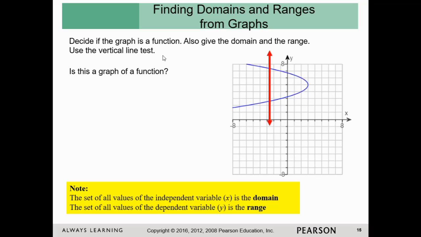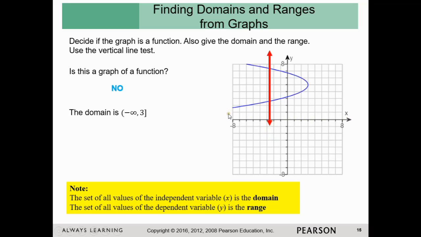We administer the vertical line test here. And notice that the vertical line intersects the graph more than once. So that means it is not a function. It fails the vertical line test. Then it wants us to give the domain and the range. So remember, the domain, as it says down here, the domain is all values of the independent variable x. That's the domain.